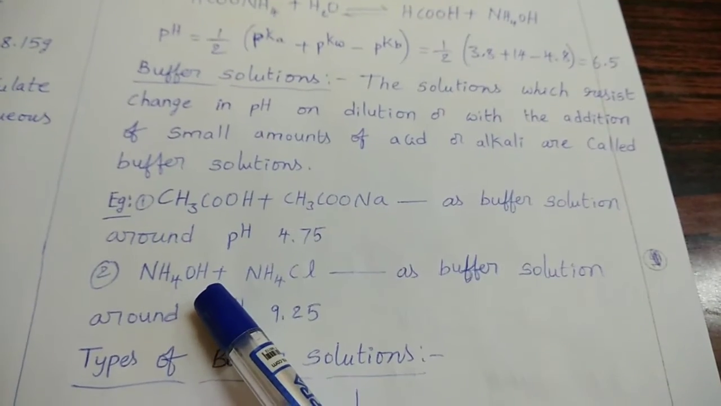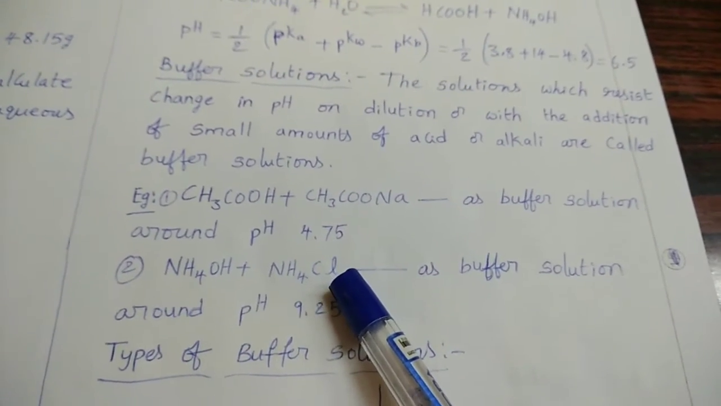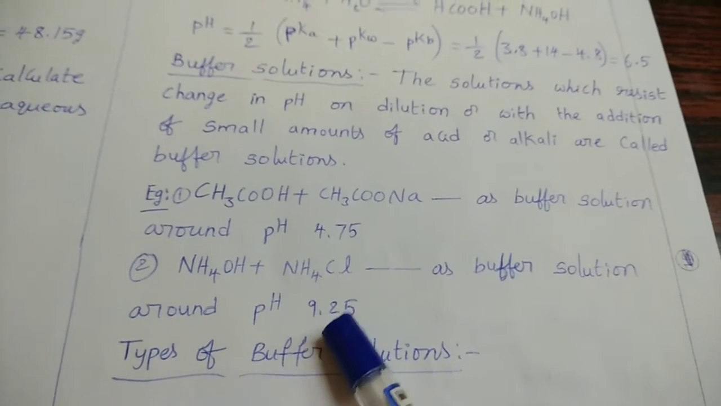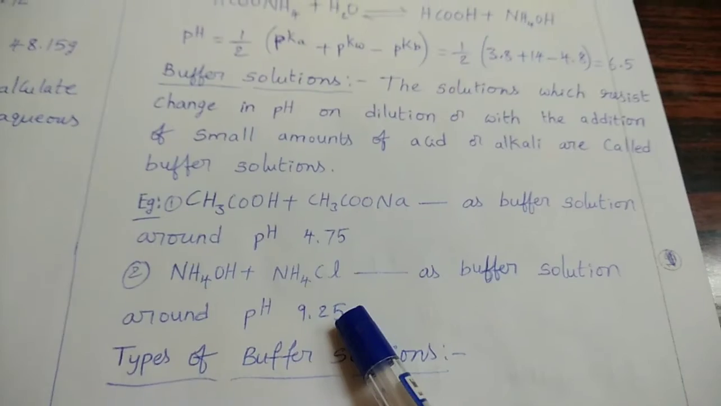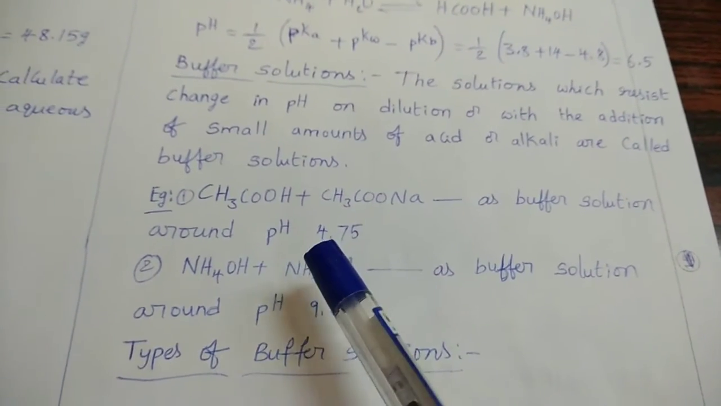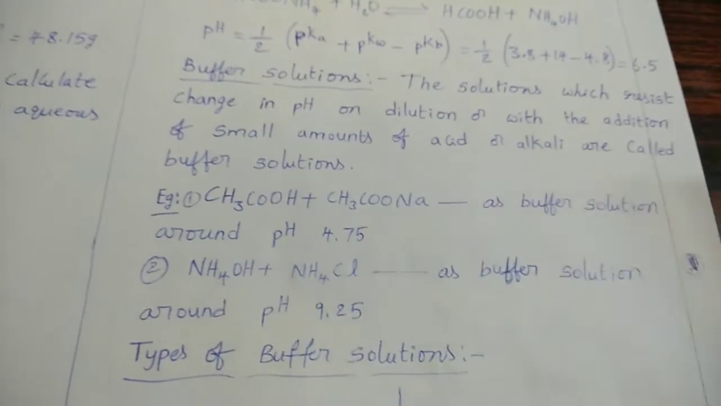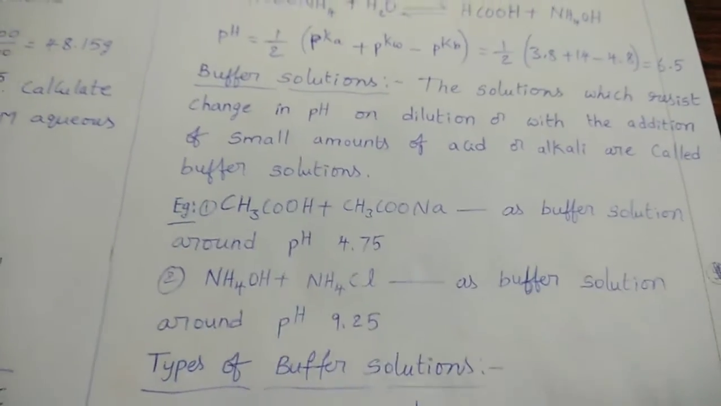Another example, NH4OH and NH4Cl. It also acts as a buffer solution around pH 9.25. Around this pH value, this mixture acts as a buffer solution. This mixture can prevent the change in pH value of another substance.